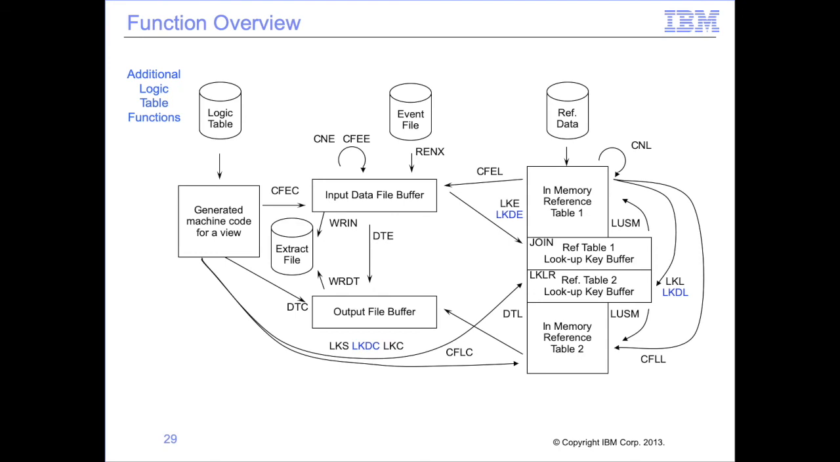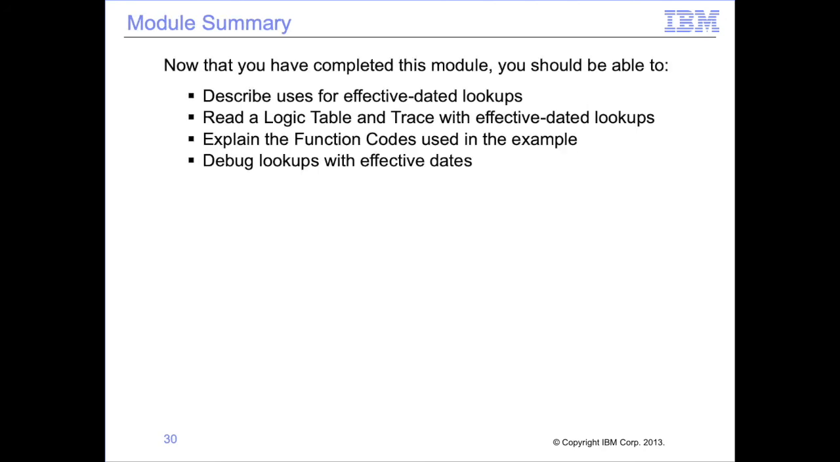This module has introduced the following logic table function codes: LKDC, which builds a date-effective lookup key from a constant. LKDE builds a date-effective lookup key from a source event record. The following function code was not shown in the example. LKDL builds an effective dated lookup from a looked up record. This module described effective dated lookups.